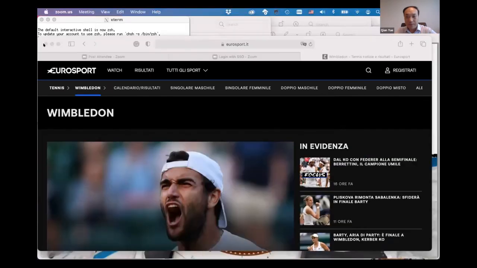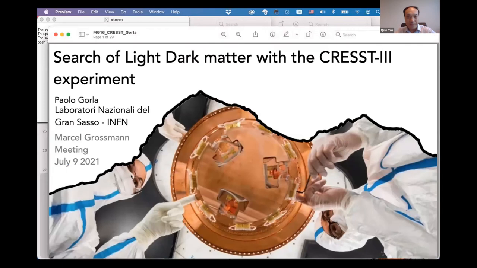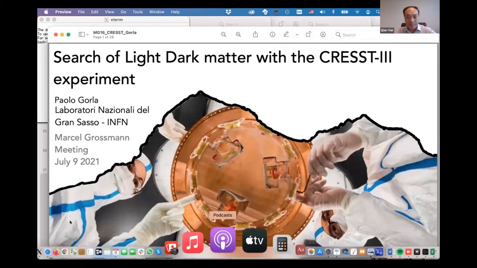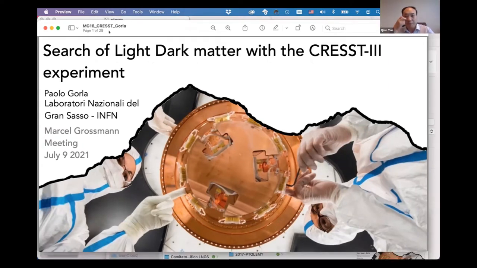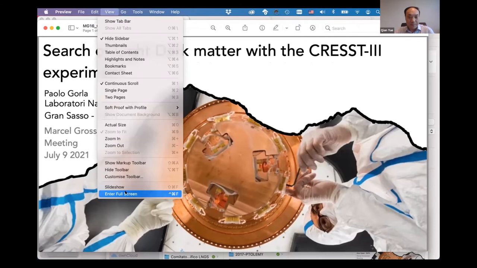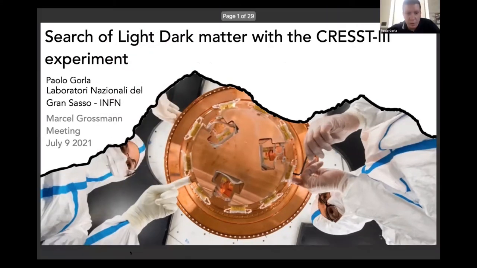The title is Search of Light Dark Matter with the CREST 3 Experiment. Yes. You can see my screen now, right? Yes, we can see. So you can use the full screen. Now you should see the full screen. Yes, in fact. Please start. So 12 minutes. Okay, thank you.